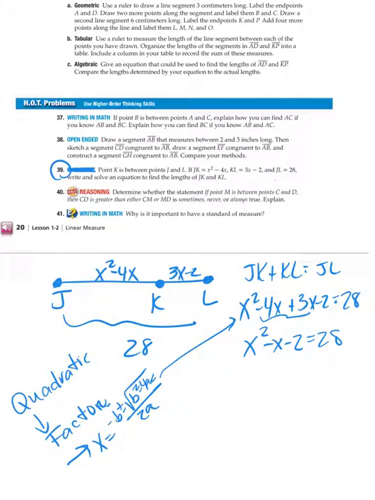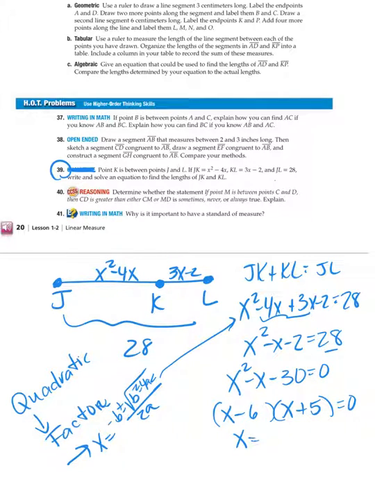Since I have a quadratic and it's not falling out, that means I have to get a 0 on one side of the equation. So let's subtract 28 from each side of the equation. And let's see if this factors. I believe it's going to. X minus 6, x plus 5. So that means that my x could be 6 or my x could be negative 5.